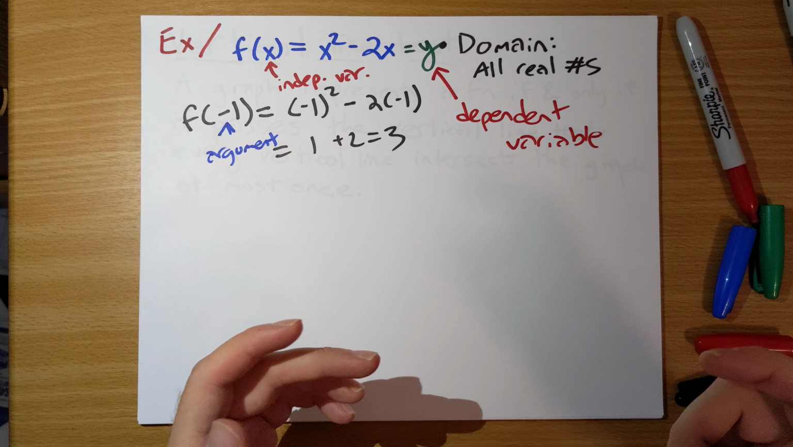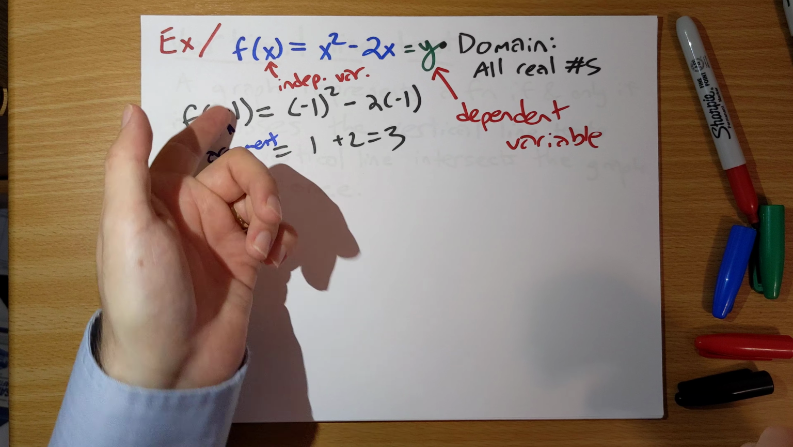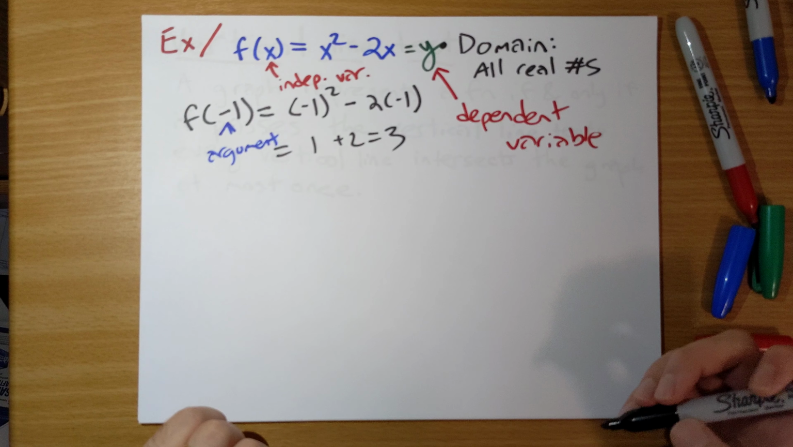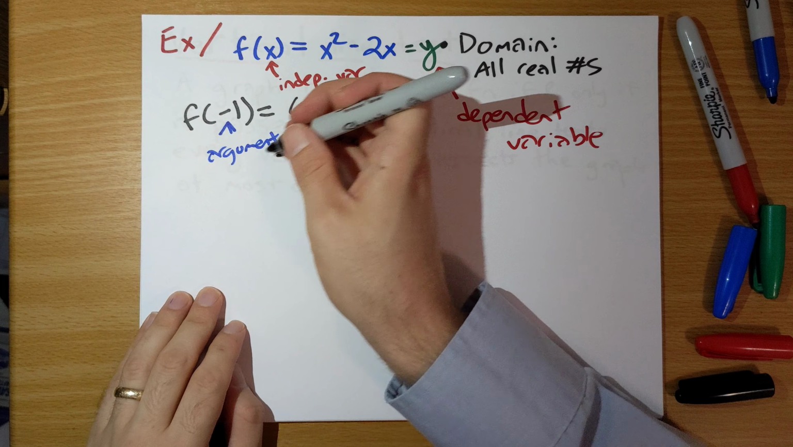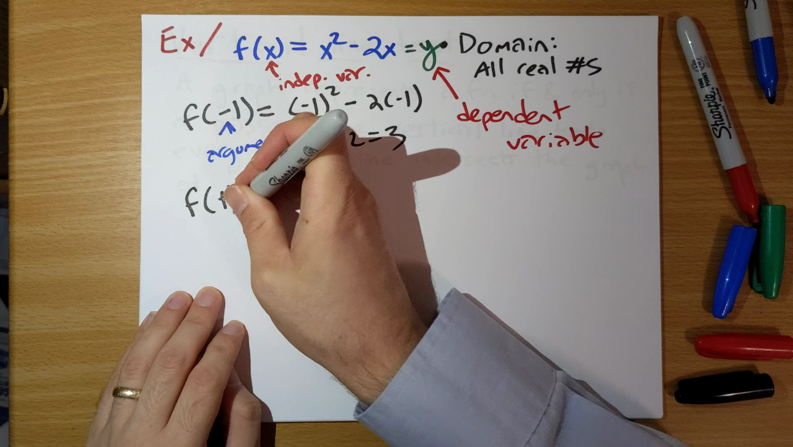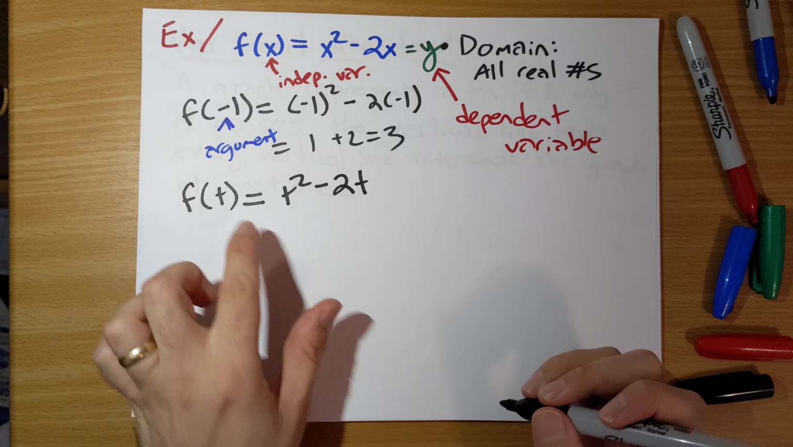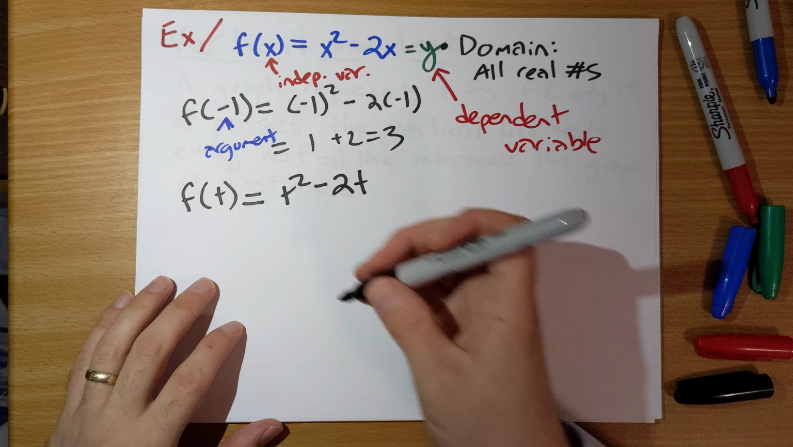Let me also point out that we can plop in other things for the argument. Here I did f of negative 1. I put in a particular real number. I could put in a particular letter. f of t is t squared minus 2 times t. So using an argument of t here, we get t squared minus 2 times t.